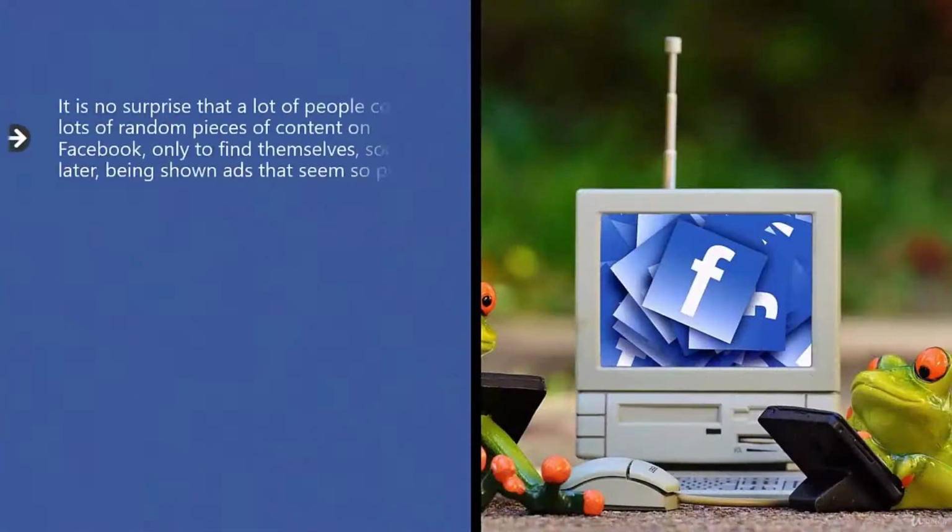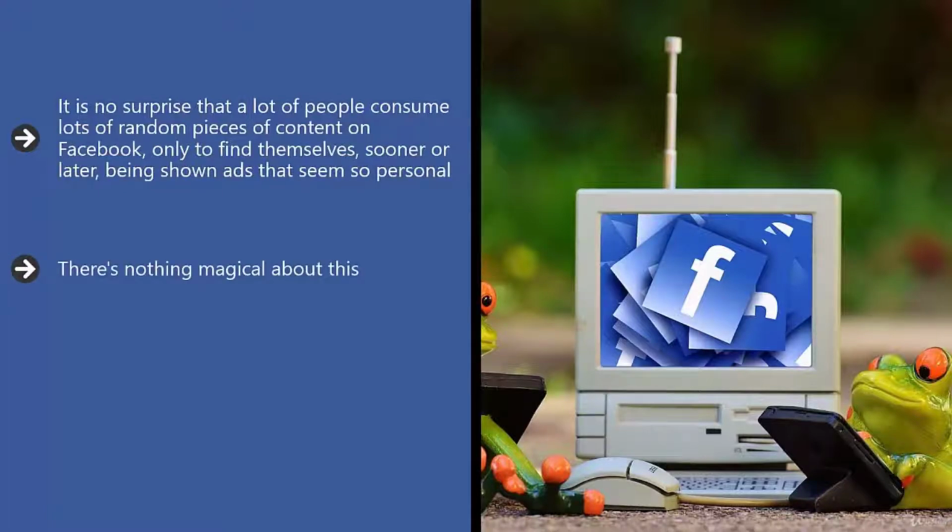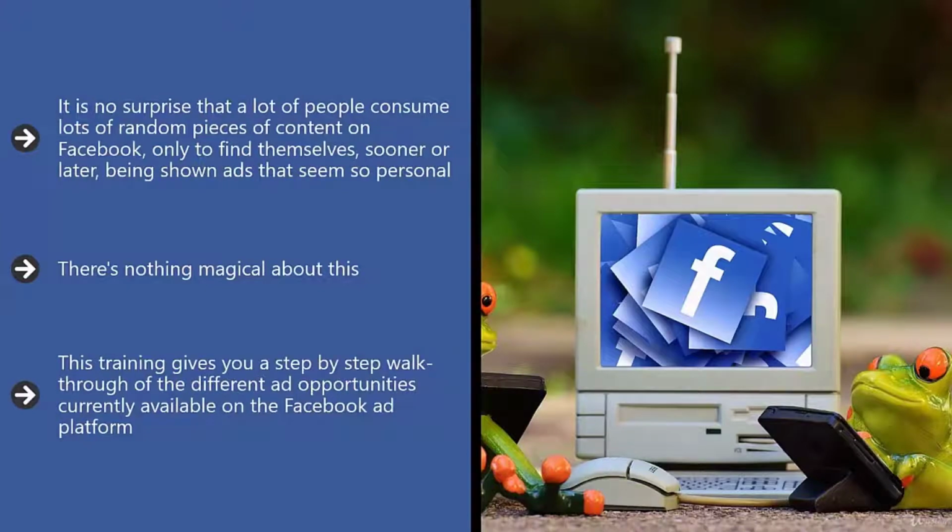It is no surprise that a lot of people consume lots of random pieces of content on Facebook, only to find themselves, sooner or later, being shown ads that seem so personal. It's as if they're thinking about certain things and an ad would show up that matches those concerns, fears, or needs. There's nothing magical about this. This is a testament to just how robust Facebook's technology is. This training gives you a step-by-step walkthrough of the different ad opportunities currently available on the Facebook ad platform.